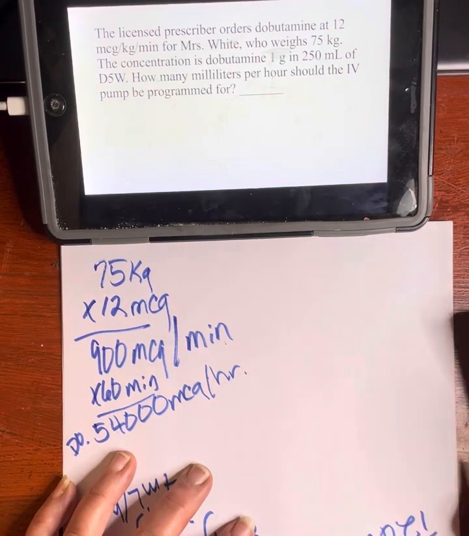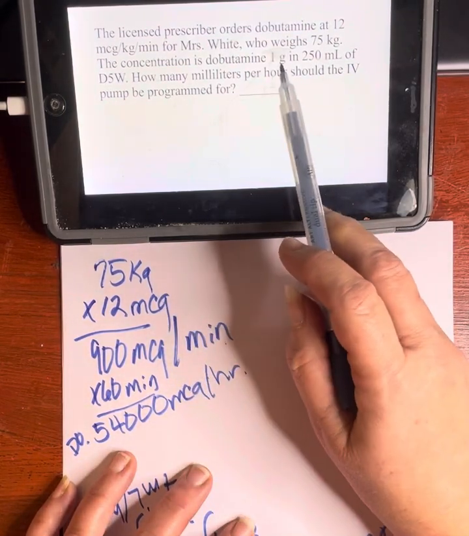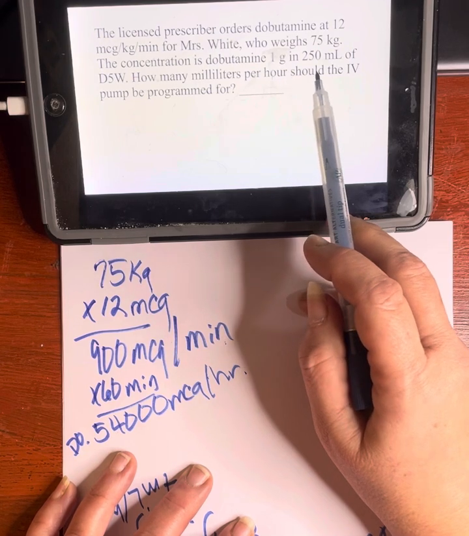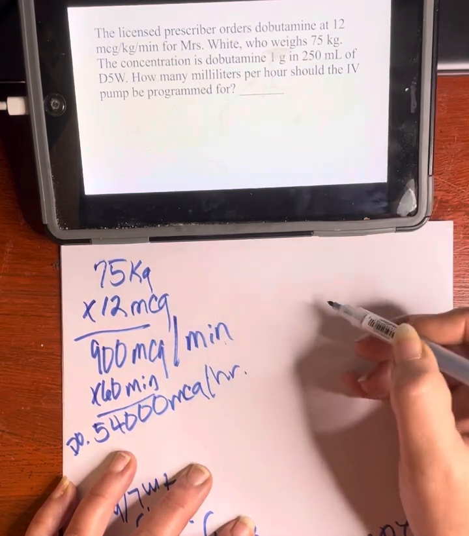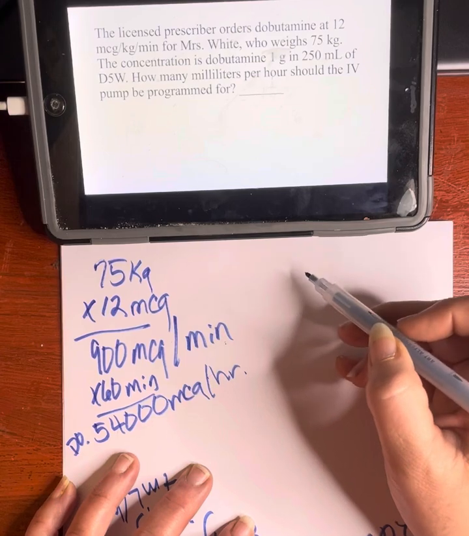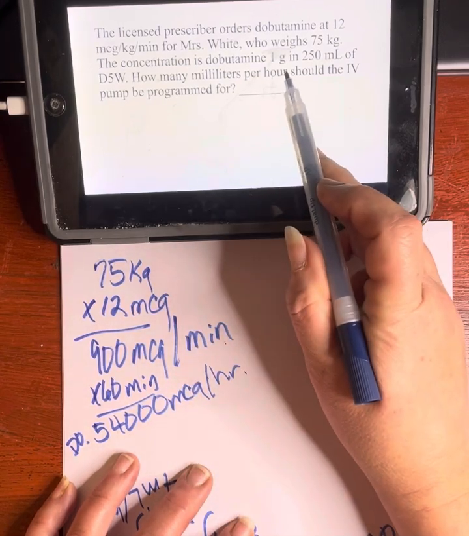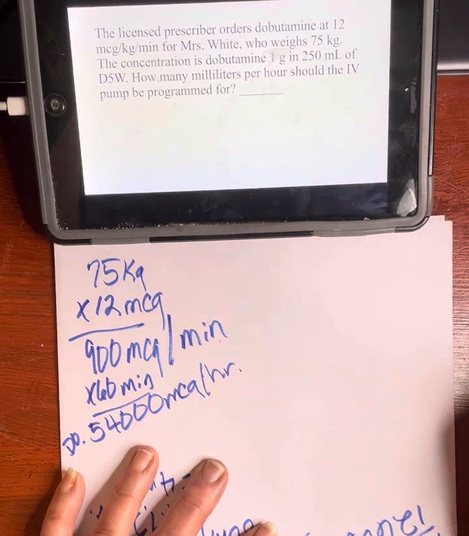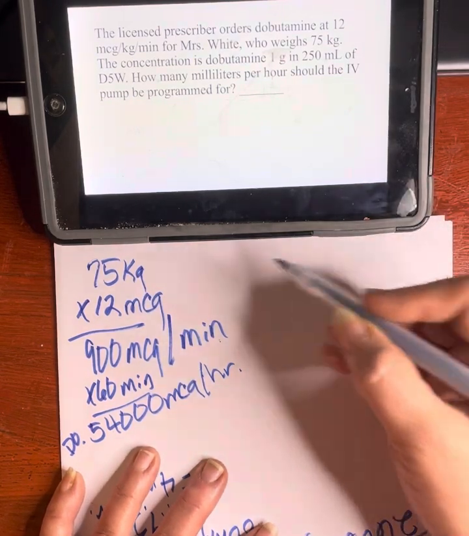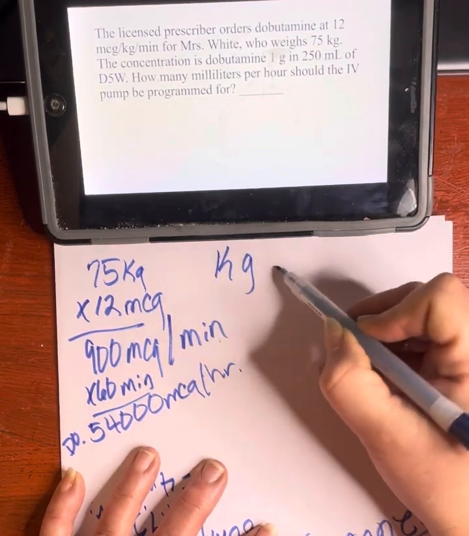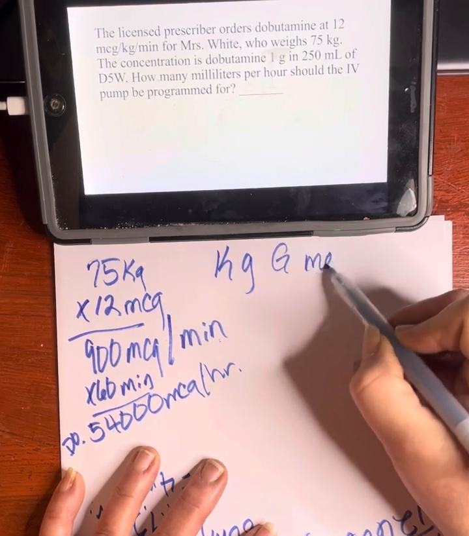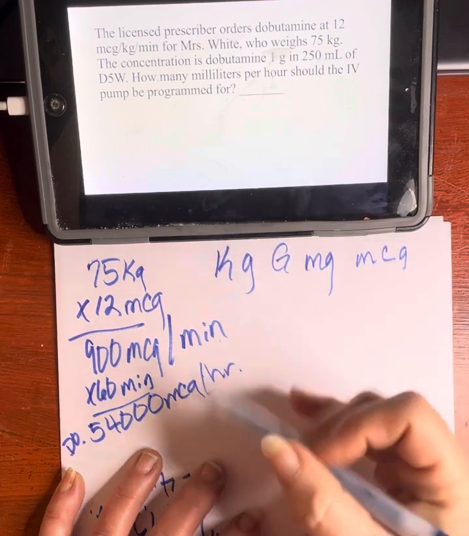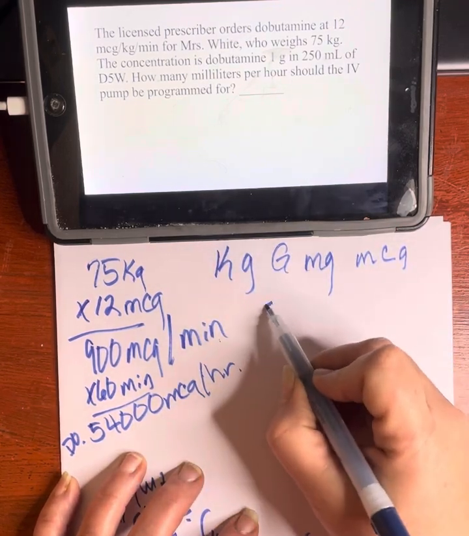And then what's our dose on hand? 1 gram and 250 milliliters. So myself, I'm converting all this to milligrams just because that's how I like to be. kg, g, mg, mcg. Let's do this first.